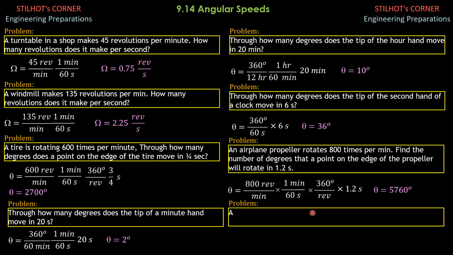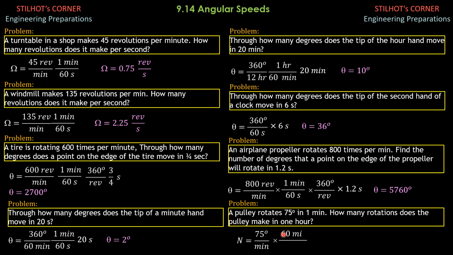The result using your calculator is equal to 5,760 degrees. And finally, a pulley rotates 75 degrees in 1 minute. How many revolutions does the pulley make in 1 hour? We begin with the speed of 75 degrees per minute. Then we multiply this by 60 minutes per hour. The unit is now degrees per hour.